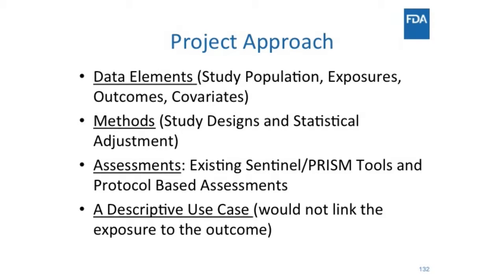We also looked at methods, and for this we really looked to other studies that have been done before in observational studies in administrative databases, and we looked at the different study designs and the statistical adjustment methods that they had used. We then also thought about assessments, and really we looked to the vast array of Sentinel and PRISM tools that had already been developed through other studies, through the protocol-based assessments and the modular programs, and looked to see what we could leverage for vaccine effectiveness studies. And then finally, we took all of these and we applied them to a use case. So we imagined a hypothetical study that we might do and started to go through the beginning steps of that study to see how it would actually work out.